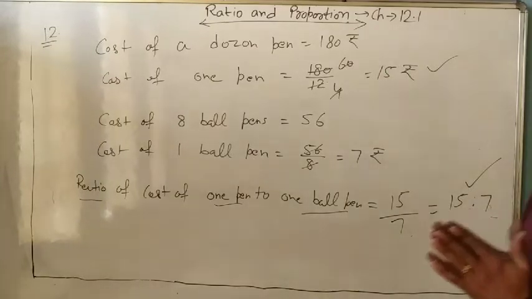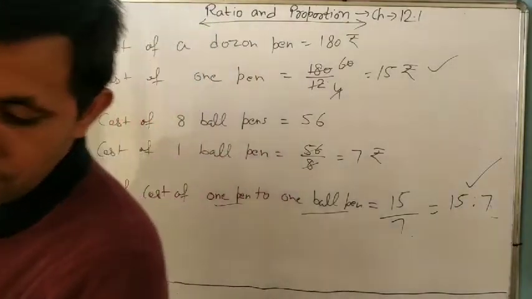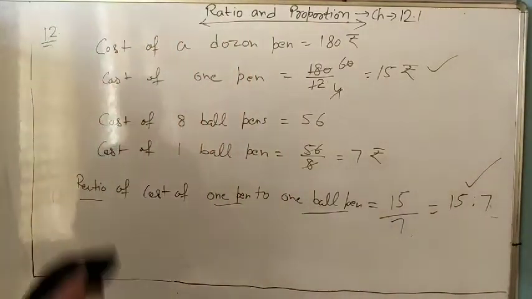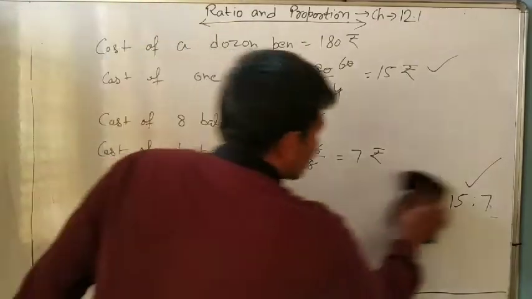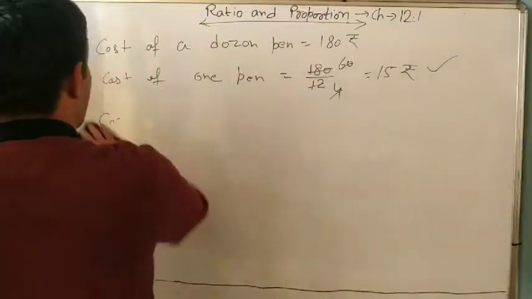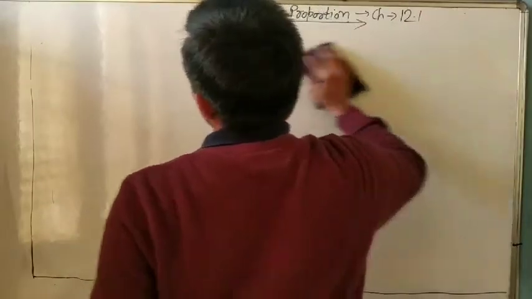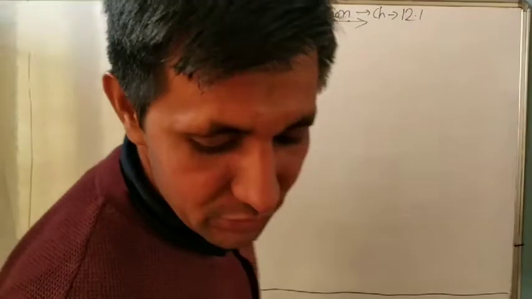Now question number 13 you can do yourself. Same as question number 5. Now question number 14, very important. Questions 14, 15, 16 are very important. Definitely one question from these three will come in your exam.